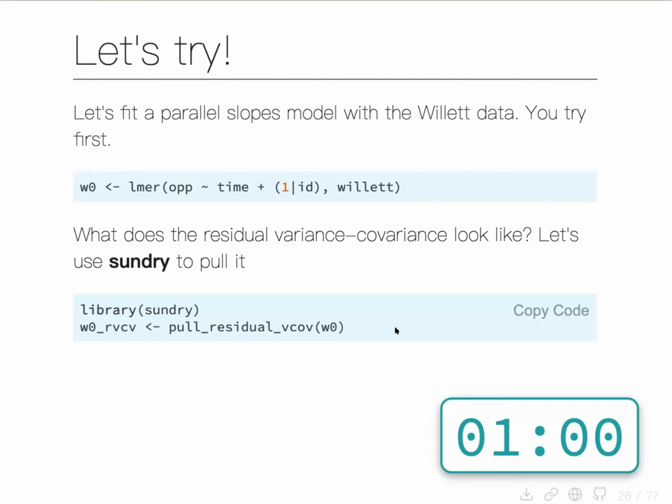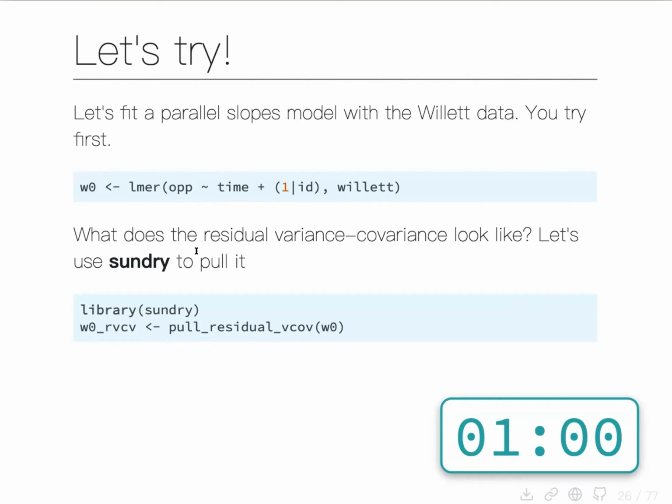So what does the residual variance covariance look like? I asked you through an announcement to install the sundry package previously, so hopefully you have that installed. Is there anybody that does not have that installed? Let me ask that first.